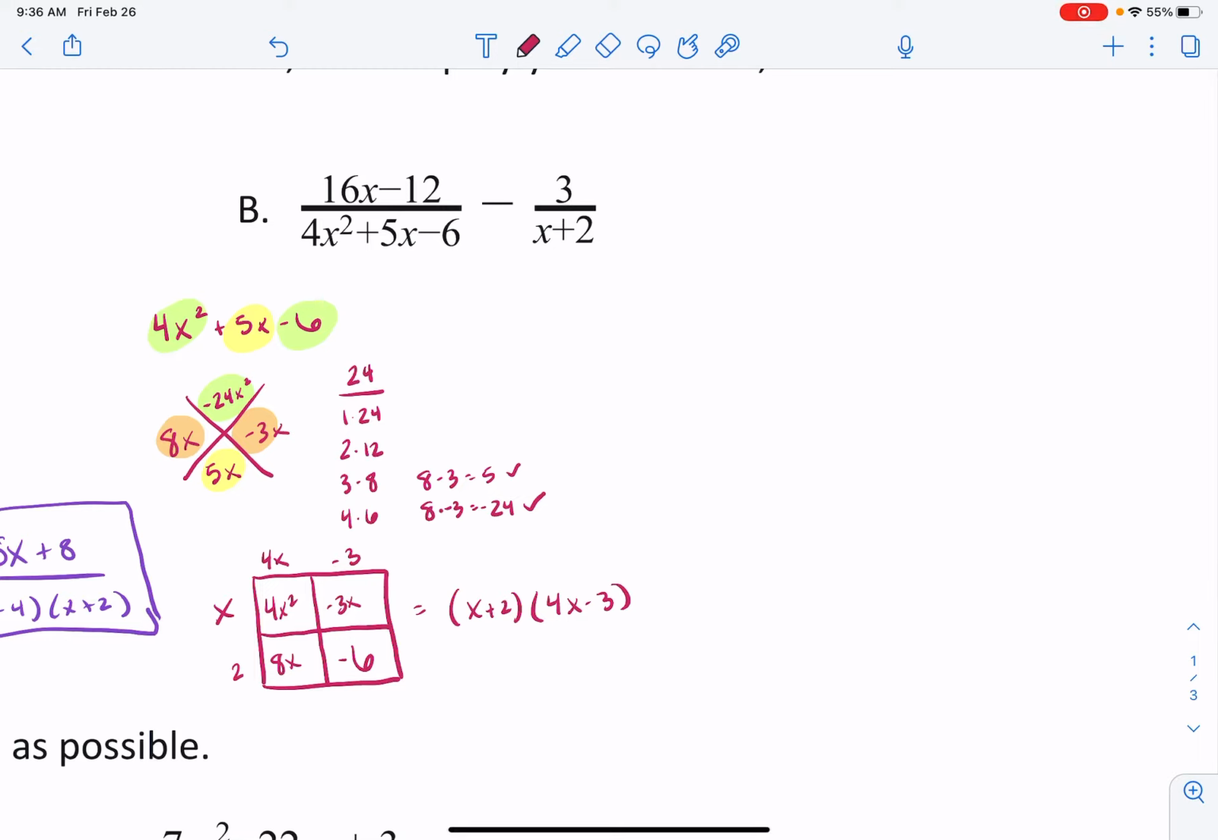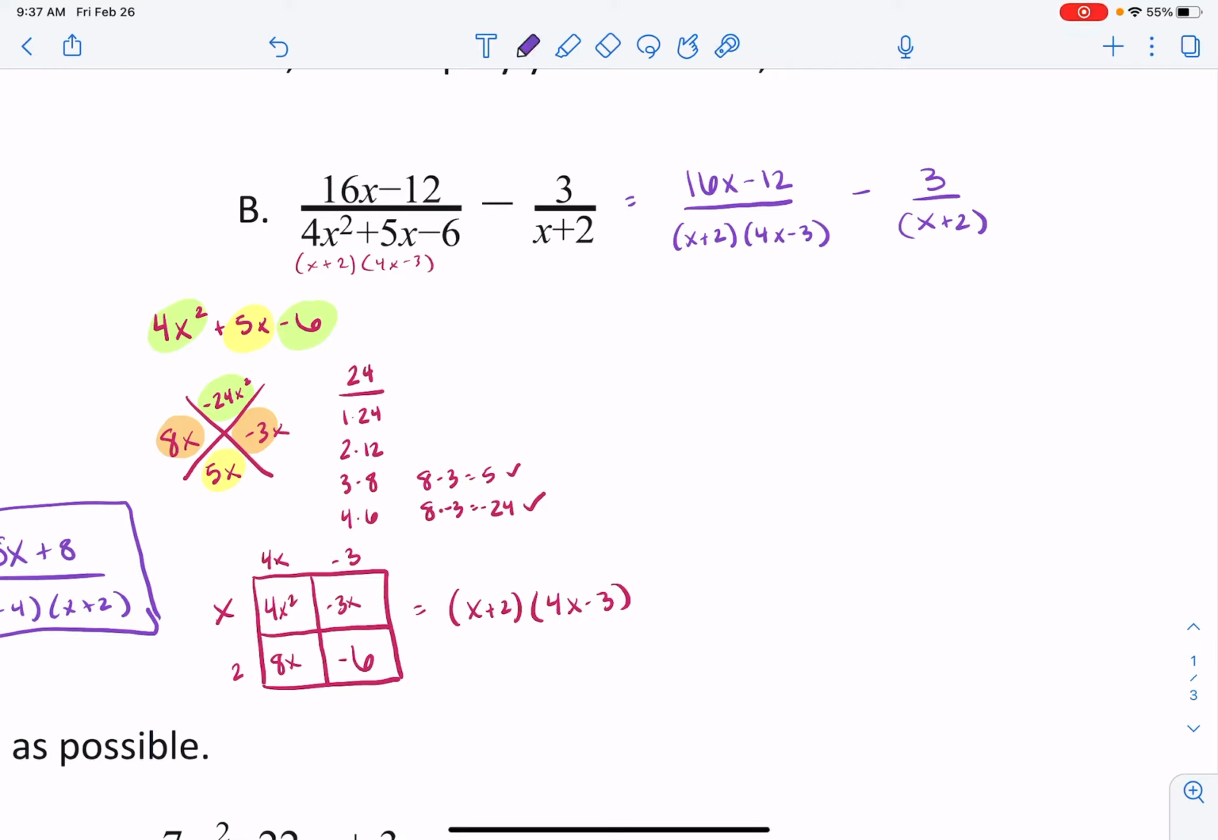So I now know that this is x plus 2 and 4x minus 3. So let's go ahead and rewrite this. So we've got 16x minus 12 over x plus 2, 4x minus 3, minus 3 over x plus 2. So I do see that we almost have a common denominator here. We're just missing that 4x minus 3 part.